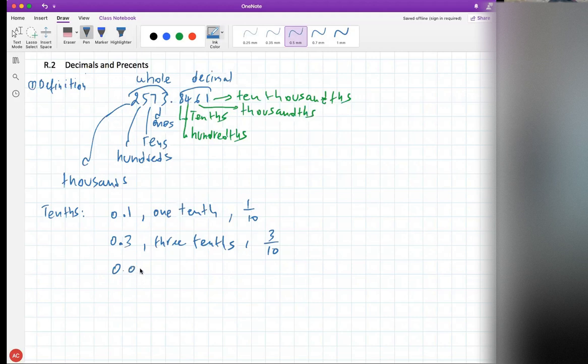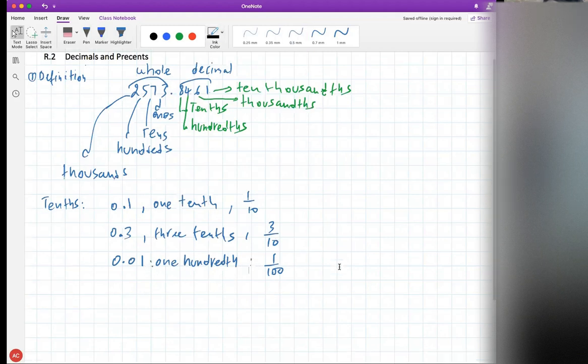What about this one? What is it? 0.01. As a fraction, it would be 1 over 100. And how do you say it? The 1 in the hundredths. That's right, 1/100th, meaning 1 out of 100.